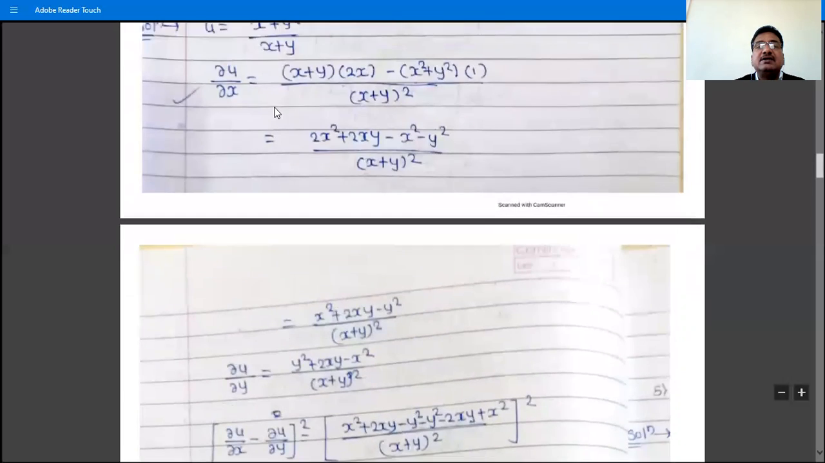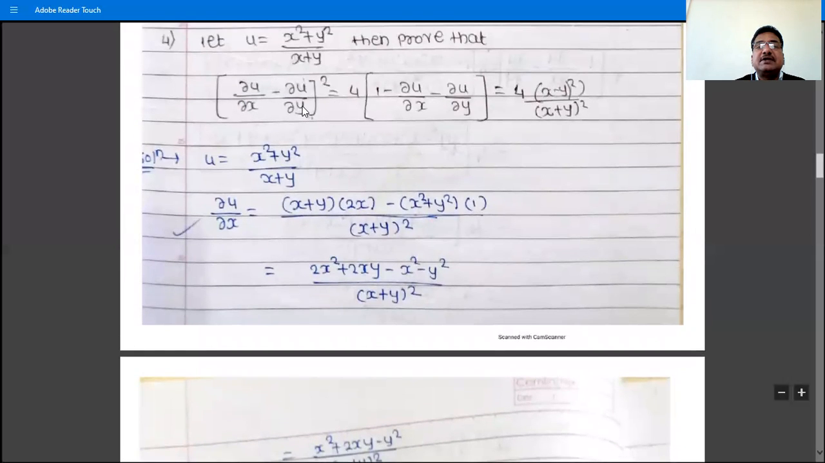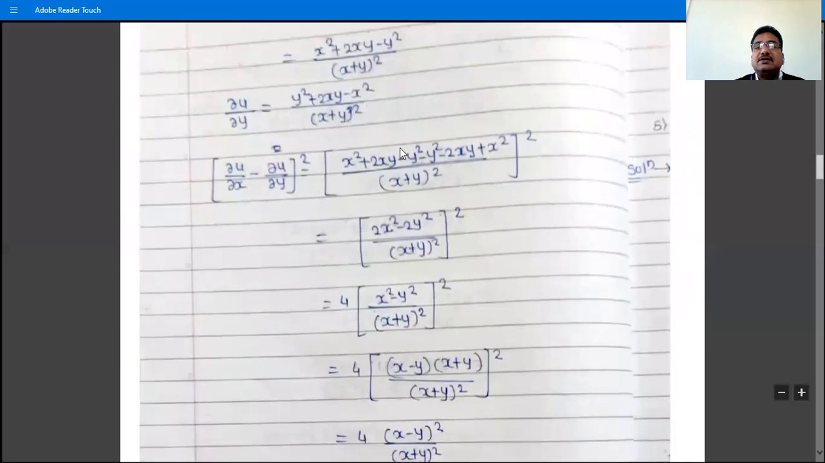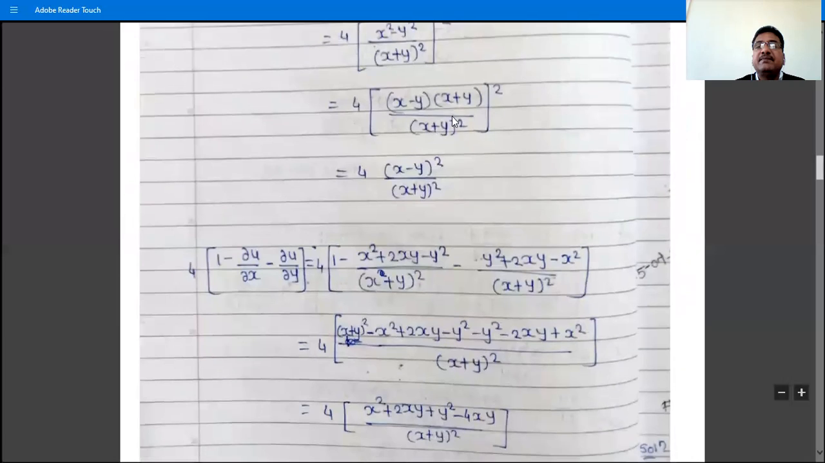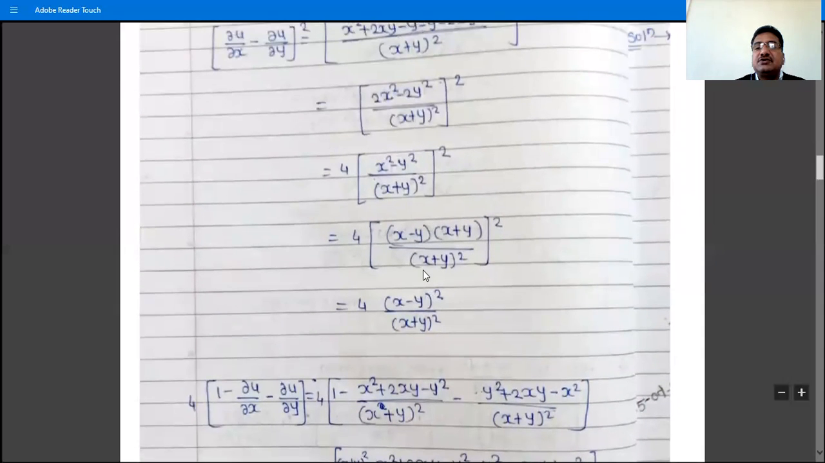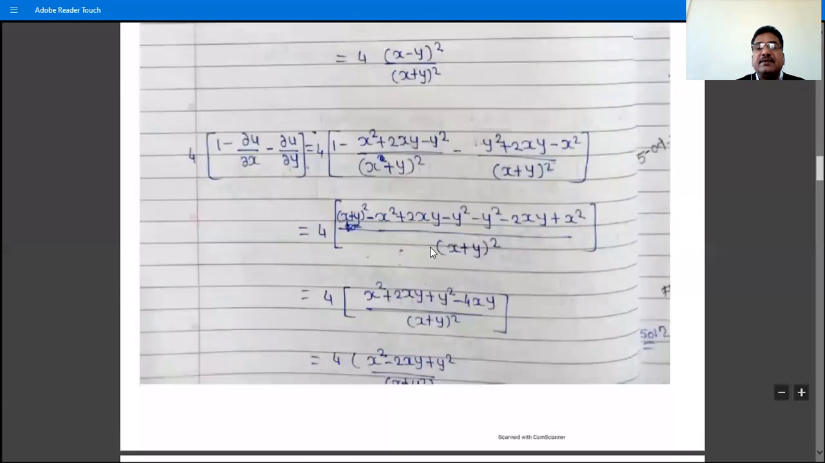And then consider this, that ∂u by ∂x minus ∂u by ∂y bracket square. Then substitute the values. Take (x plus y) bracket square as LCM. We have this, and its square is this. So x square minus y square, (x minus y)(x plus y). Taking square, and (x plus y) bracket square raised to 4. So x plus y gets cancelled, and we have this answer.